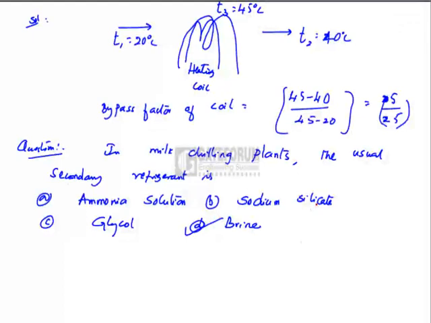Brine is NaCl, sodium chloride solution, which is used as the secondary refrigerant. The function of the secondary refrigerant is to pick up the heat from the product or the commodity like milk and give that heat to the primary refrigerant, which is circulated in the refrigeration system. Even calcium chloride solution and sodium chloride solutions are used as secondary refrigerants, like in milk chilling plants. Take the next question.